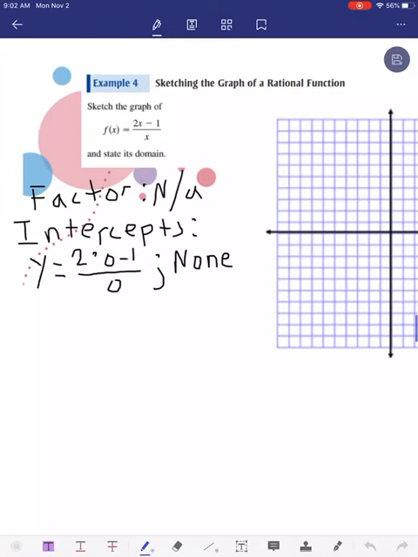Then our x-intercepts are going to be the zeros of just the numerator. Remember that our denominator, when it gets set equal to 0, is going to give us asymptotes. So we only care about where our numerator is equal to 0, which in this case is going to be at 1/2.